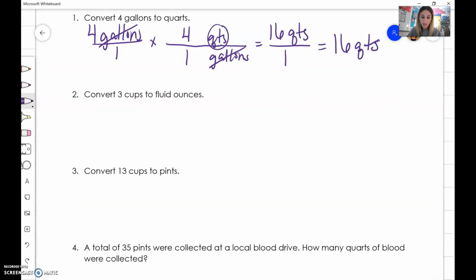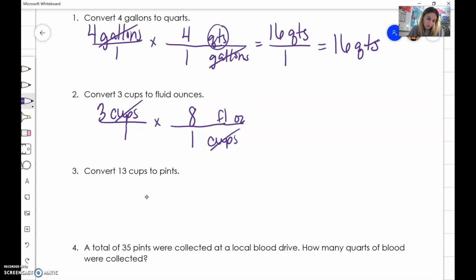It says convert 3 cups into fluid ounces. So I know I'm going to put 3 cups over 1. I'm going to multiply it, and I know that my cups needs to be down here, and I know that I'm going to fluid ounces. So I'm going to look at my sheet, and I can see that there are 8 fluid ounces in 1 cup. Okay, so I'm going to cross off my cups. I'm going to cross cancel those out.